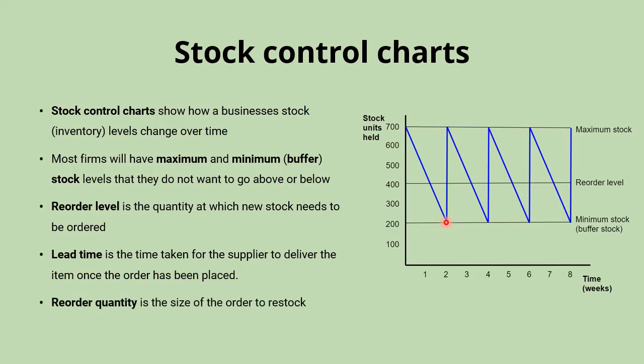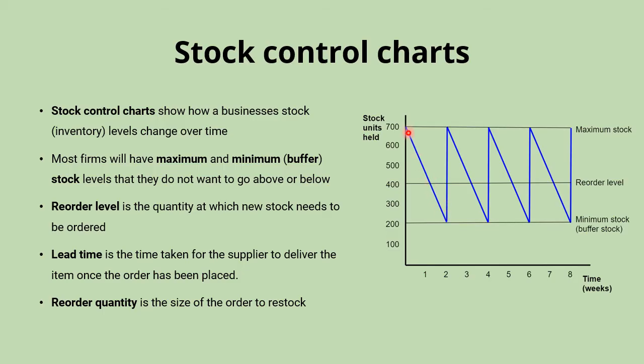The reorder quantity then, the last one, is the size of the order to restock. So in this case, that reorder quantity is 500 units of stock, which takes us up to that maximum stock level of 700 again. Just be aware this is a very regular stock control graph used as an example.